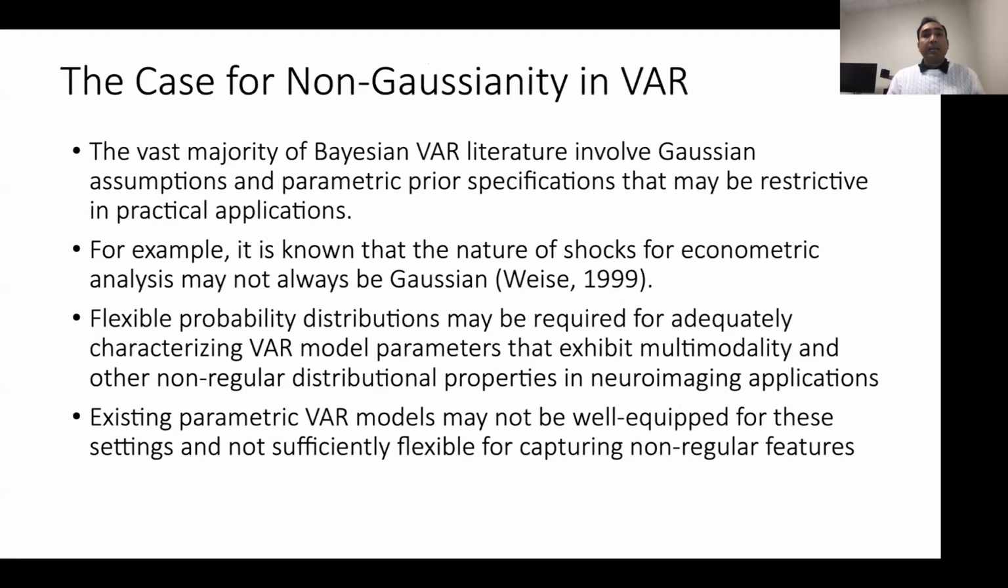Now, the other thing is most of the literature has focused on parametric VAR models. And parametric VAR models are really nice in terms of allowing for closed form posteriors and easy, straightforward updates. But there's also certain types of data where these parametric assumptions may not hold, right? So for example, if you look at econometric data sets, the nature of shocks in the econometric analysis may not always be Gaussian, right? So for these settings, flexible probability distributions may be required. And so one may have to resort to non-parametric Bayesian approaches to model these data sets, right?